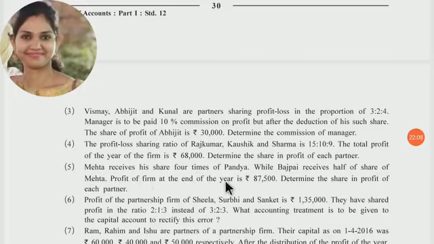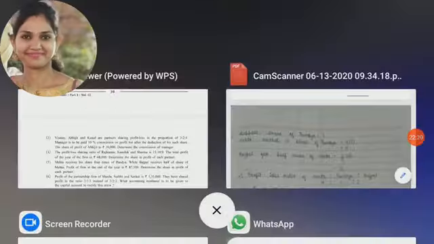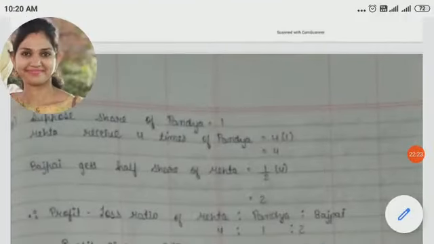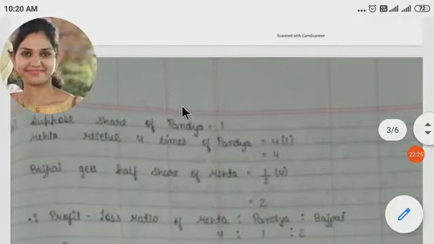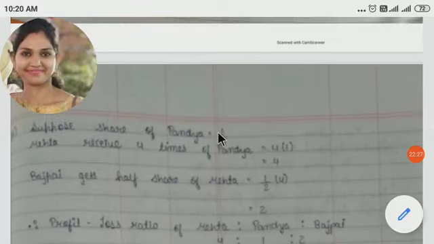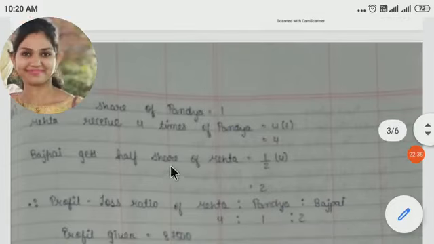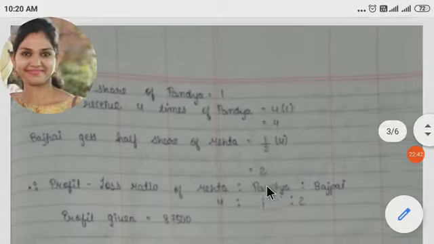Profit of the firm at the end of the year is 87,500. Right girls? Determine the share in profit of each partner. Same as the previous sum, just here we have to decide the ratio on our own. Suppose share of Pandya is 1. So Mehta receives 4 times of Pandya, so 4 into 1, 4. Bajpayee gets half share of Mehta. What is the share of Mehta? 4. So half of the 4 is 2. 1/2 into 4, so 2.